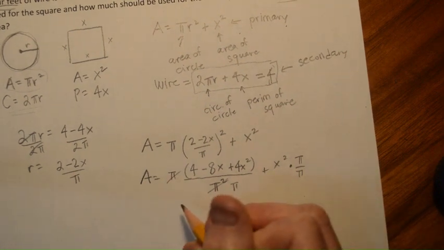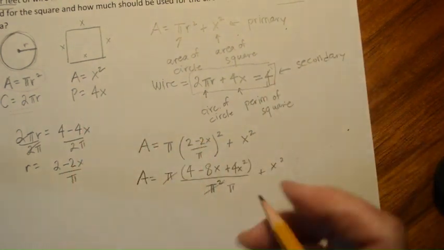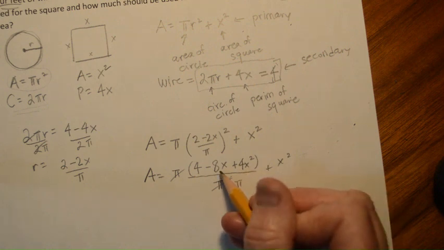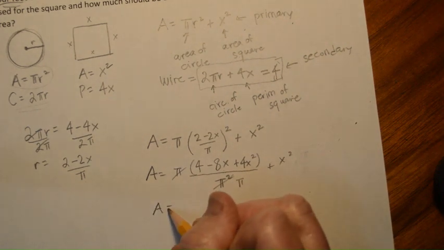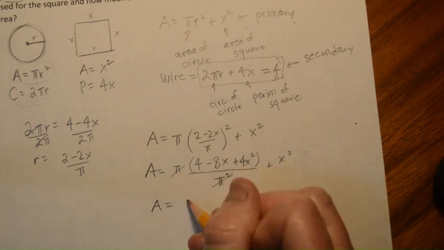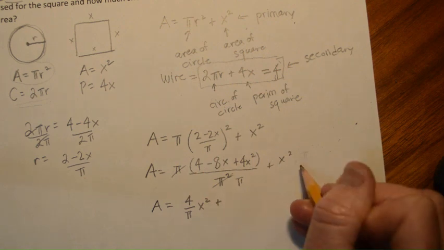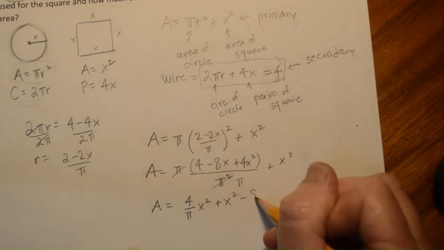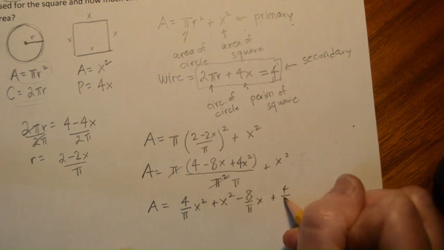Actually, yeah, I'm not going to do that. Sorry, I'm just looking at the little notes I wrote myself here. I'm going to leave that alone. And what I'm going to do is, first of all, rewrite this in the correct order. So 4x squared minus 8x plus 4. And then I'm going to divide each term by pi. That'll just make it a little easier when we go to take the derivative. So I'm going to end up with 4 over pi x squared plus the other x squared that we have, minus 8 over pi x plus 4 over pi.